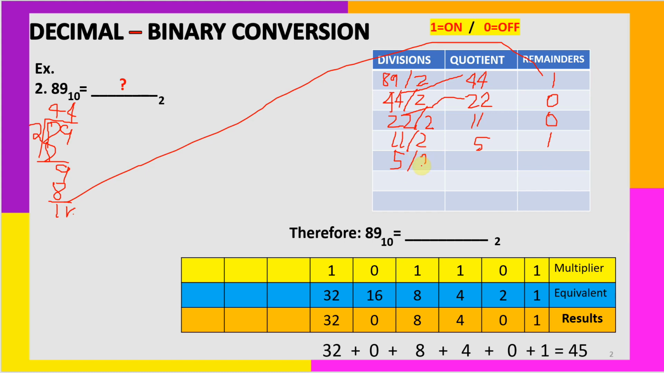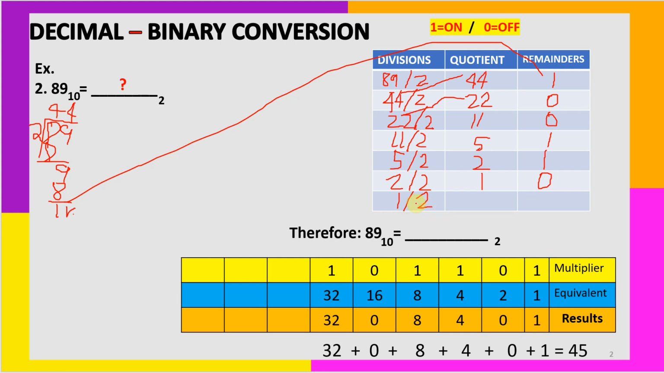Stop division only if the quotient is 0. 5 divided by 2 is 2, so remainder 1. Next, you copy the 2. Divided by 2, it's 1, no remainder, 0. Then 1 divided by 2. This is the last one.